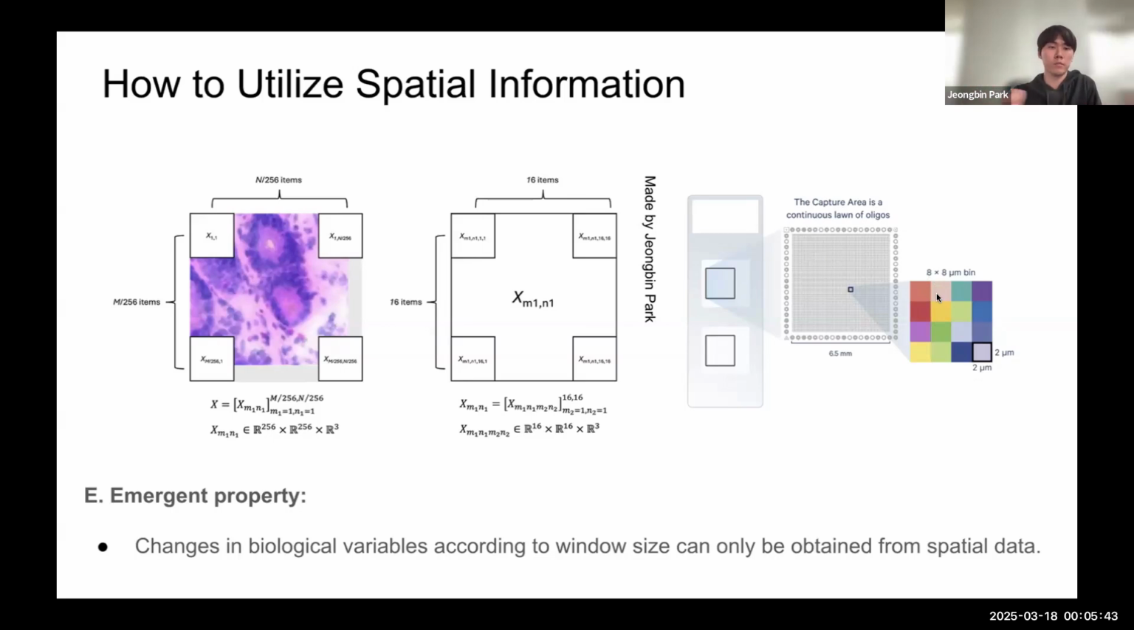Each bin size has its own spatial differential. Spatial analysis with different bin sizes can result in different differentially expressed genes, or different targets, biomarkers, and so on. This is a type of emergent property as well.